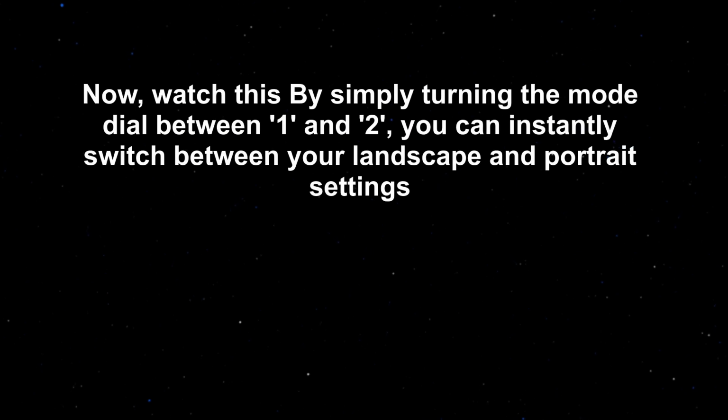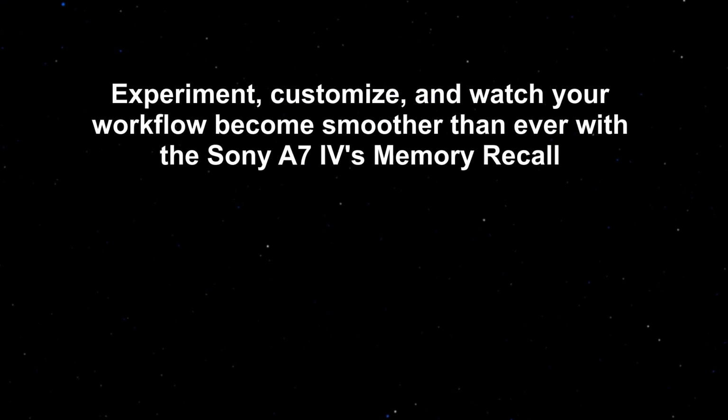Now, watch this. By simply turning the mode dial between 1 and 2, you can instantly switch between your landscape and portrait settings. No more fumbling, no more missed shots. You can save settings to 3 as well, for things like wildlife or video. Experiment, customize, and watch your workflow become smoother than ever with the Sony A7 IV's memory recall.